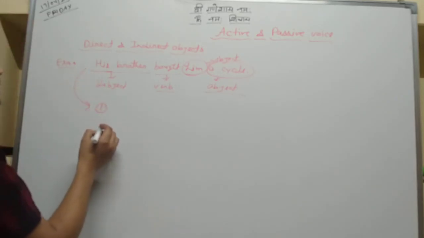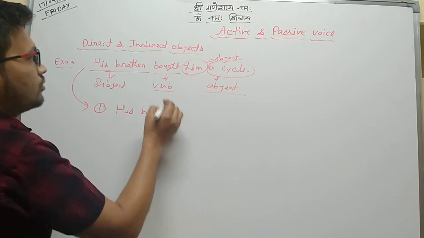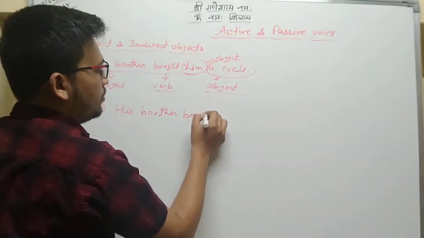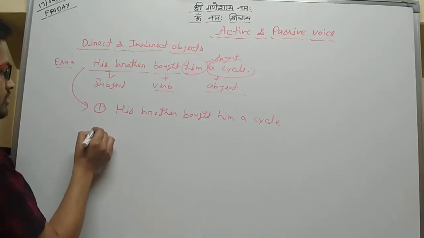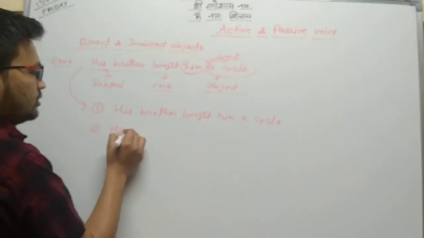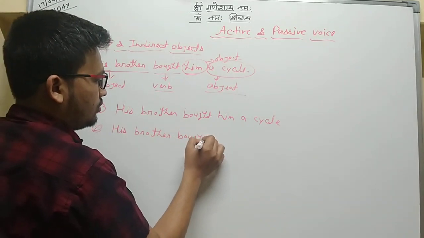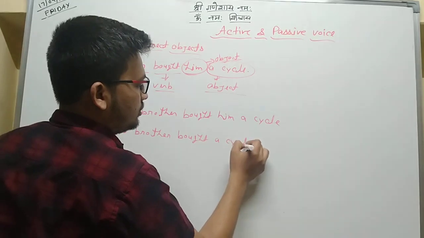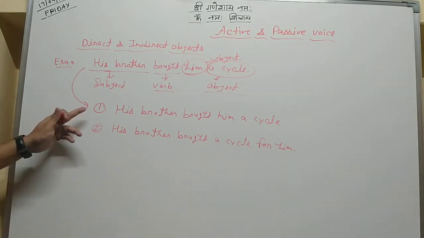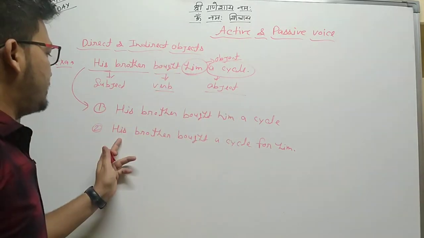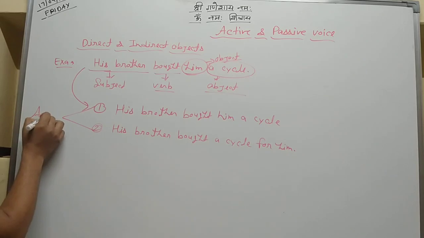First, his brother bought him a cycle. Second, his brother bought a cycle for him. These are in active voice.